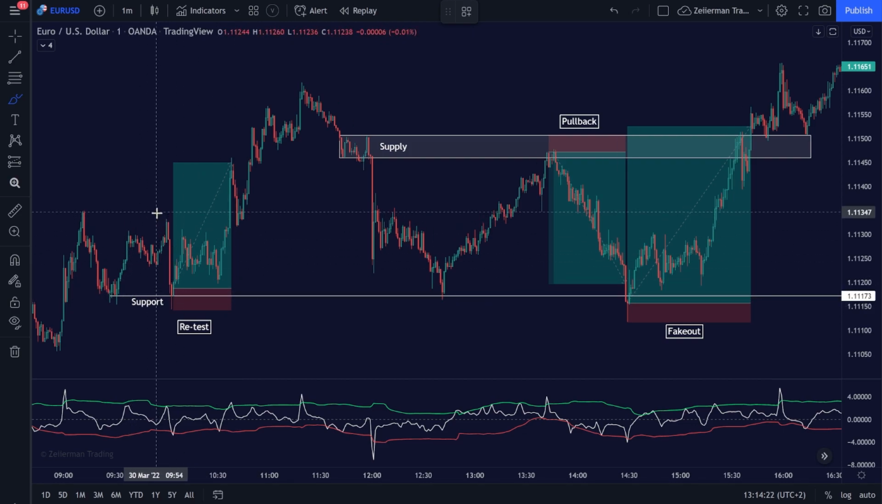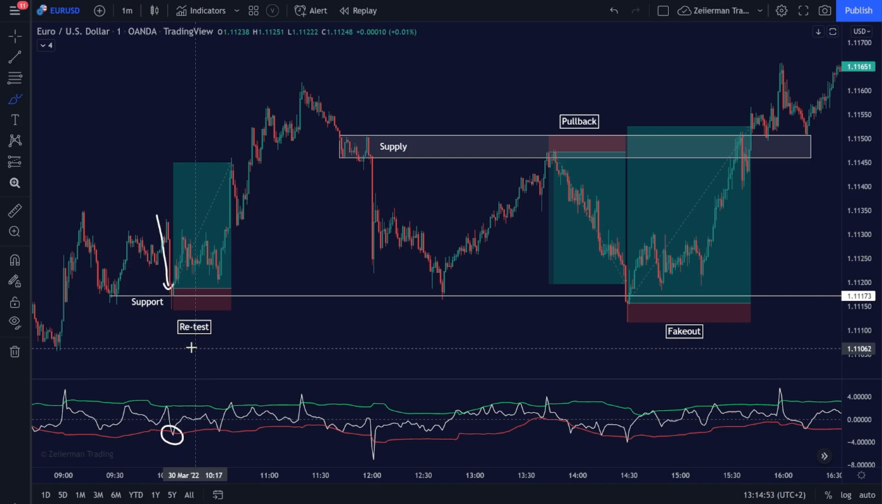As we can see, the price drops into the level, and at the same time we can see that the Volatility Impulse indicator crosses below the lower line, and this is a sign of a potential reversal. And we have two confirmations in place. The price is at the support level and the volatility indicator crosses below the lower line. So we have a high likelihood of a reversal.